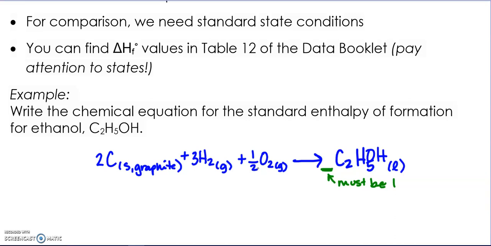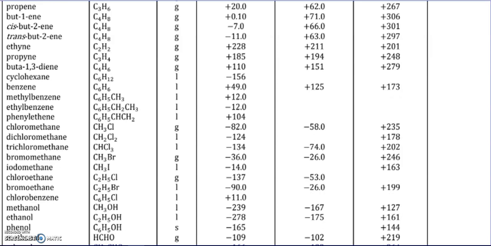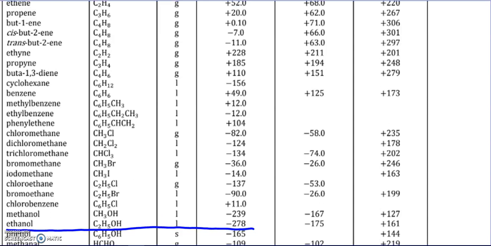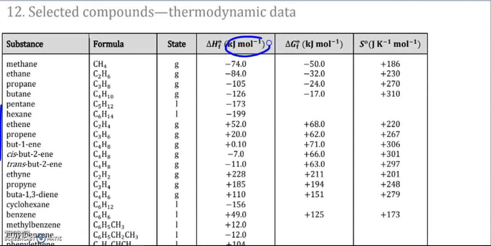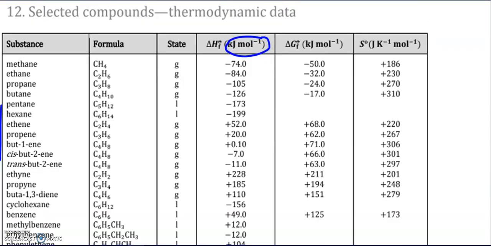Now, when we talk about this delta H of reaction for ethanol in its standard state, we can look this up in the table. This is what the table looks like, table 12 in your data booklet. If I find ethanol in here, right here, ethanol, C2H5OH, liquid, and here's our delta H of formation, negative 278. And if I look up at the units right here, these are in kilojoules per mole.